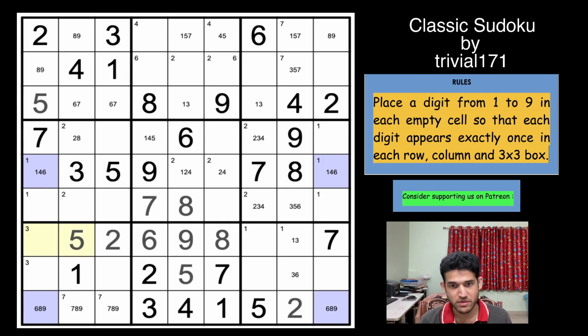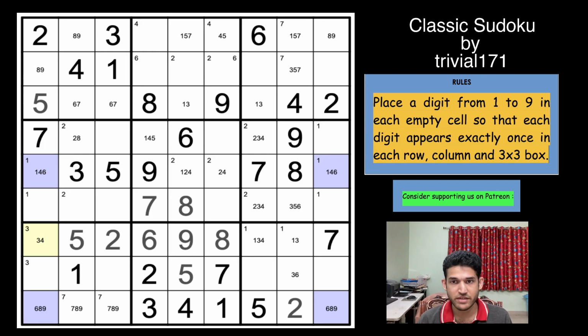Let's look at maybe row 7 and write out the pending digits 1, 3, and 4. So this is 1, 3, 4. This is 3, 4. Sorry if I'm missing something simple, but I'm unable to see here.